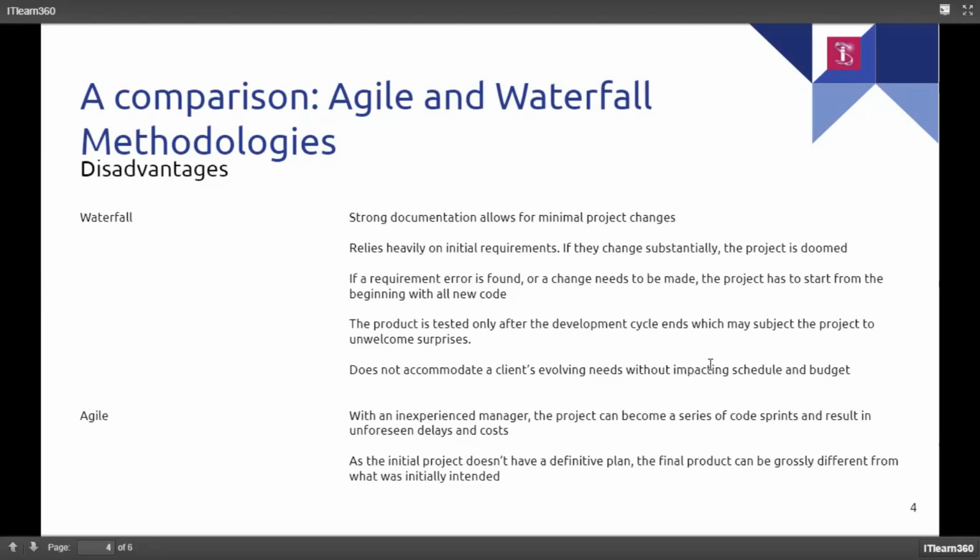When you talk about the agile disadvantages, with an inexperienced manager, the project can become a series of code sprints and result in unforeseen delays and cost. Agile is a really flexible and really amazing methodology, but with an inexperienced manager, the project could face unforeseen delays and high cost. Another is that, as the initial project doesn't have a definite plan, the final product can be grossly different from what was initially intended. So this is another disadvantage we can consider in agile.